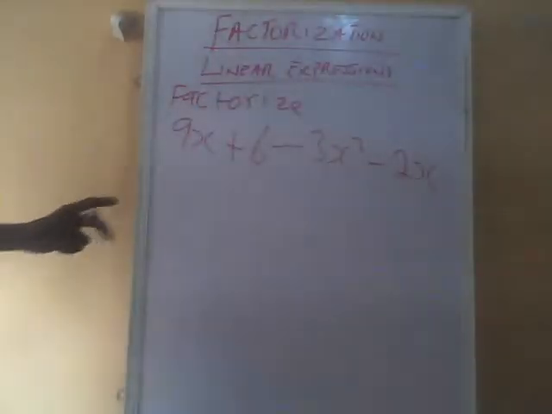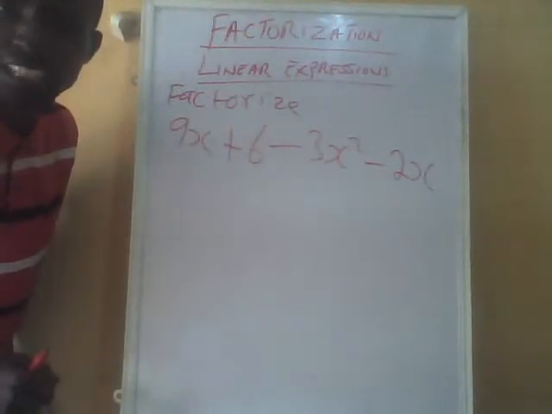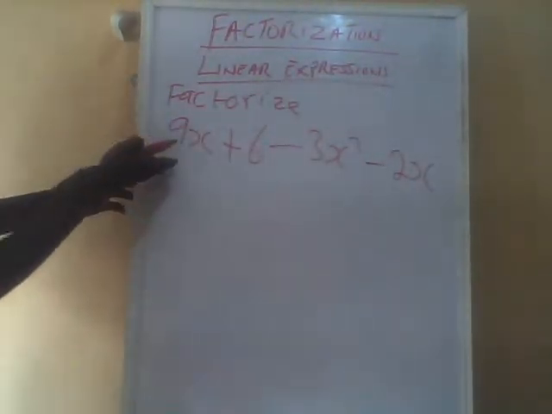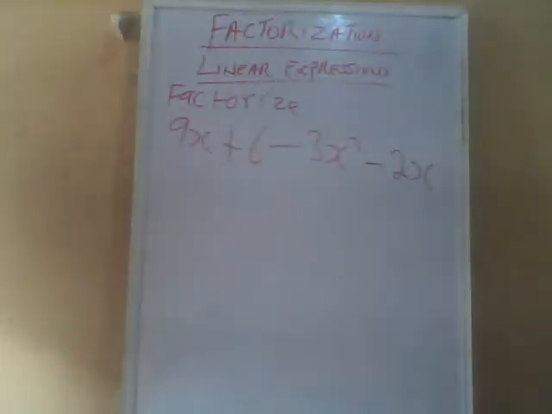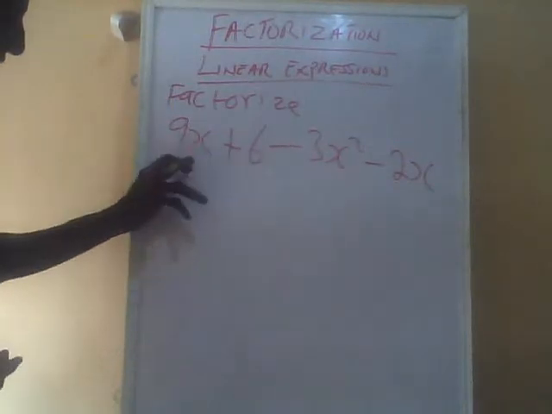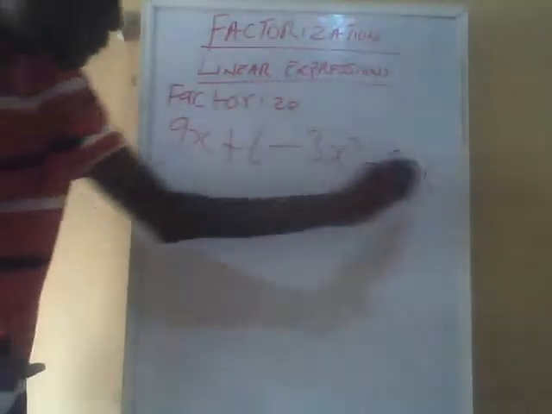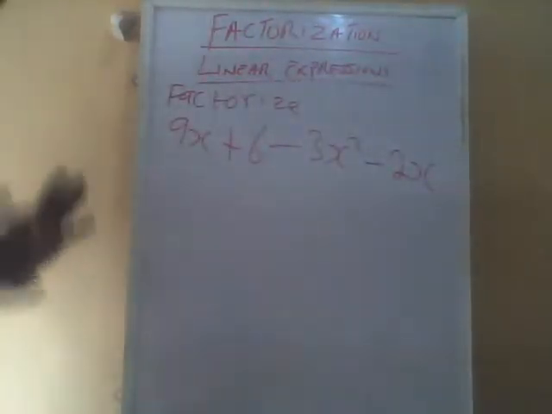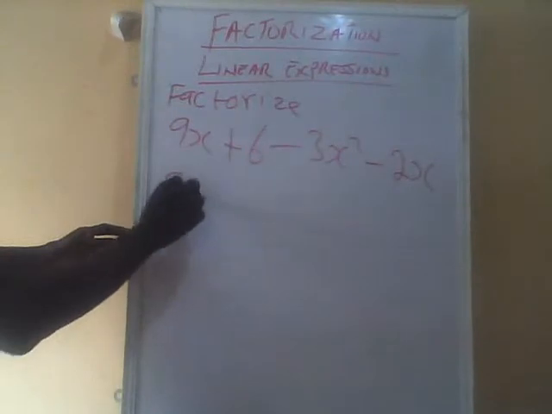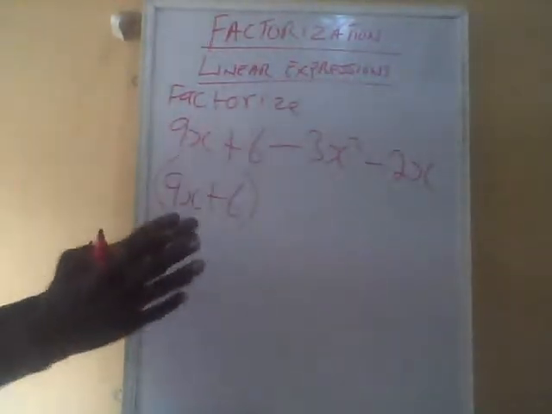Now, look at what I have here. I have 9x plus 6 minus 3x squared minus 2x. So, like I said, the whole of this expression does not have a common factor. If you say x, you have x here, but there's no x there. So, they don't have a common factor for all of them. So, we are going to group. I want to group these two. So, when I group this, I'll have 9x plus 6. I'm grouping them. That means enclose them in bracket.